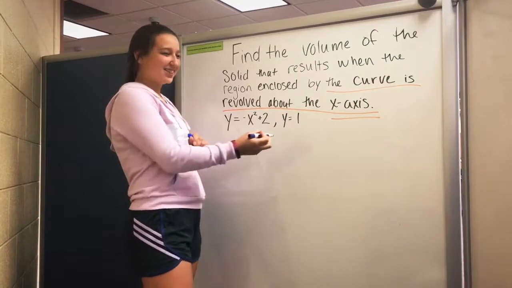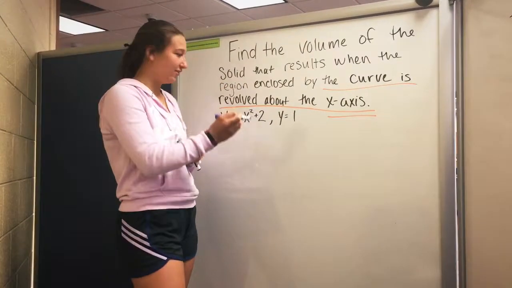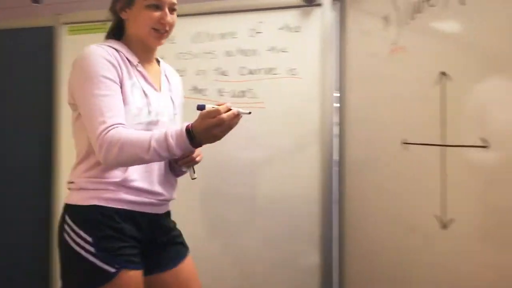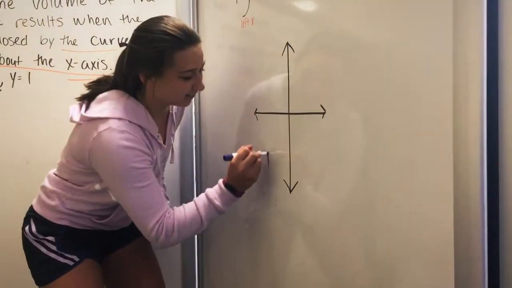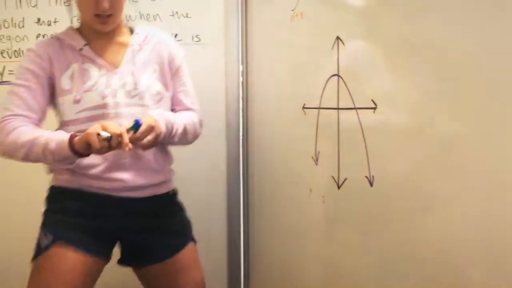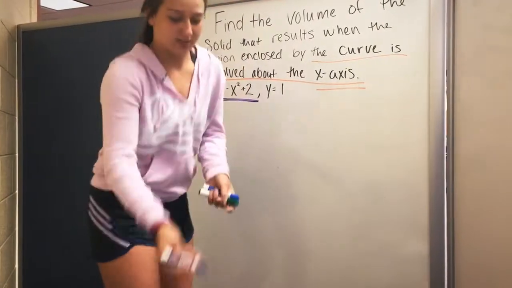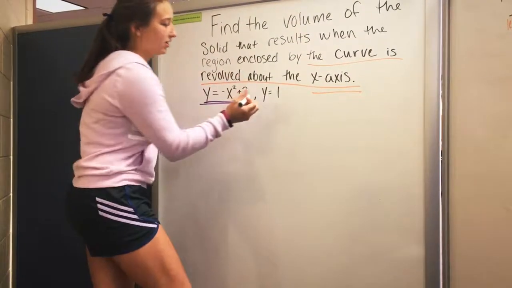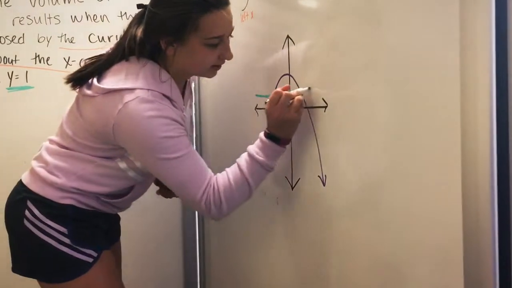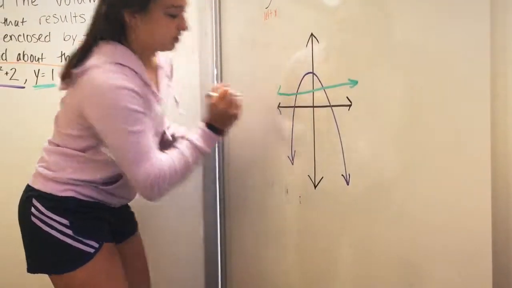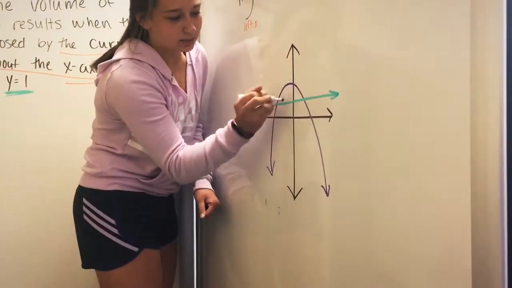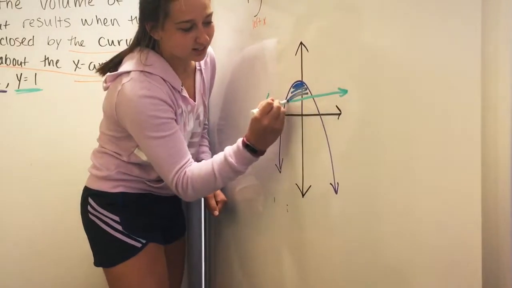Okay, so we're going to use these equations to draw a graph. We're going to start off with this one, y equals negative x squared plus 2. So we're going to go over to the graph, and we're going to draw that, and that's right there. Then the next graph is y equals 1, so we're going to draw that right there. Then we're going to shade in the region that is between the curves, so it's right here.